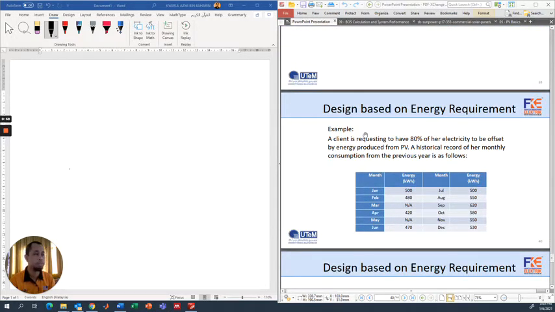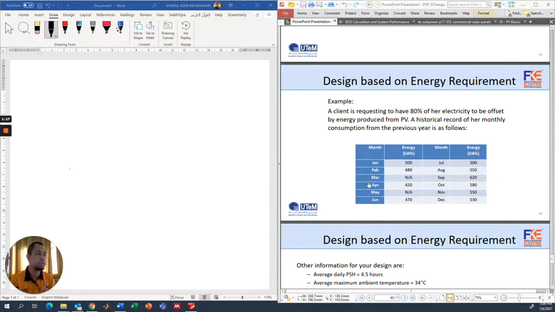So the example is given here. A client is requesting to have 80% of her electricity to be offset by energy produced from PV. A historical record of her monthly consumption from the previous year is as follows. So this is an example of the client's consumption. We have the energy consumption for each month. However, there are 2 months where the data is not available, which is for the month of March and May. And the rest we have.